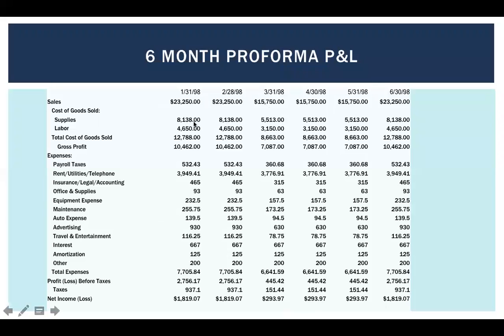Supplies, looks like these numbers correspond. So labor goes down, supplies go down along with it. Gross profit, as you might expect, also declines. And then we look here at more of our fixed expenses.